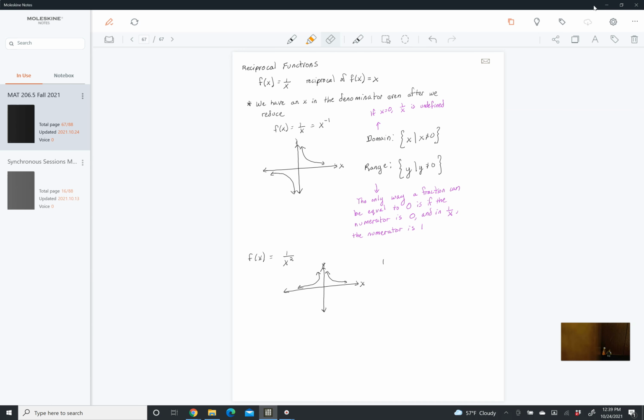Okay, the domain here is still x can't be 0, because if it were 0, then this would be undefined. We would have 1 over 0. And in this one, the range is a little bit different. The range is that y has to be greater than 0. So y is always positive because x squared is always positive.